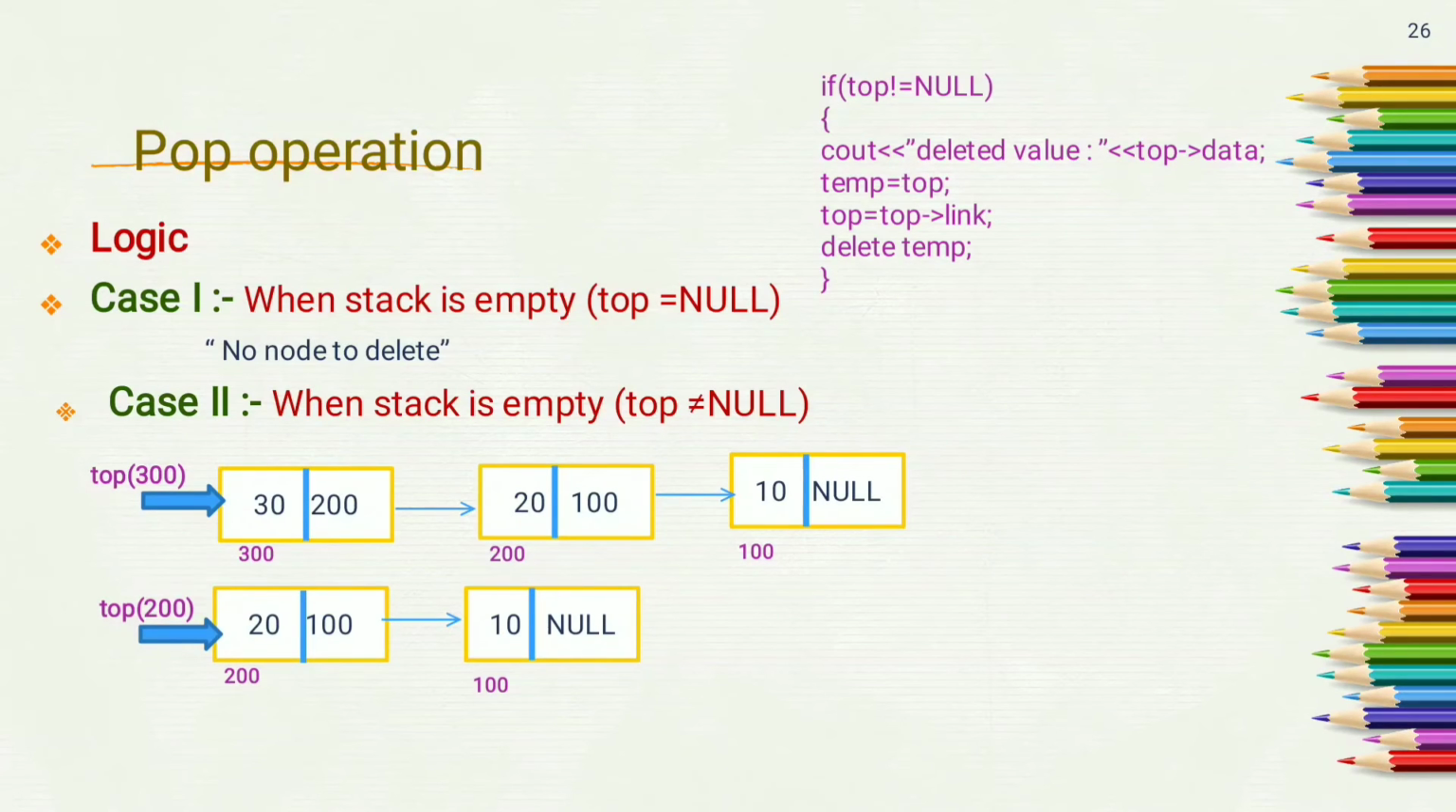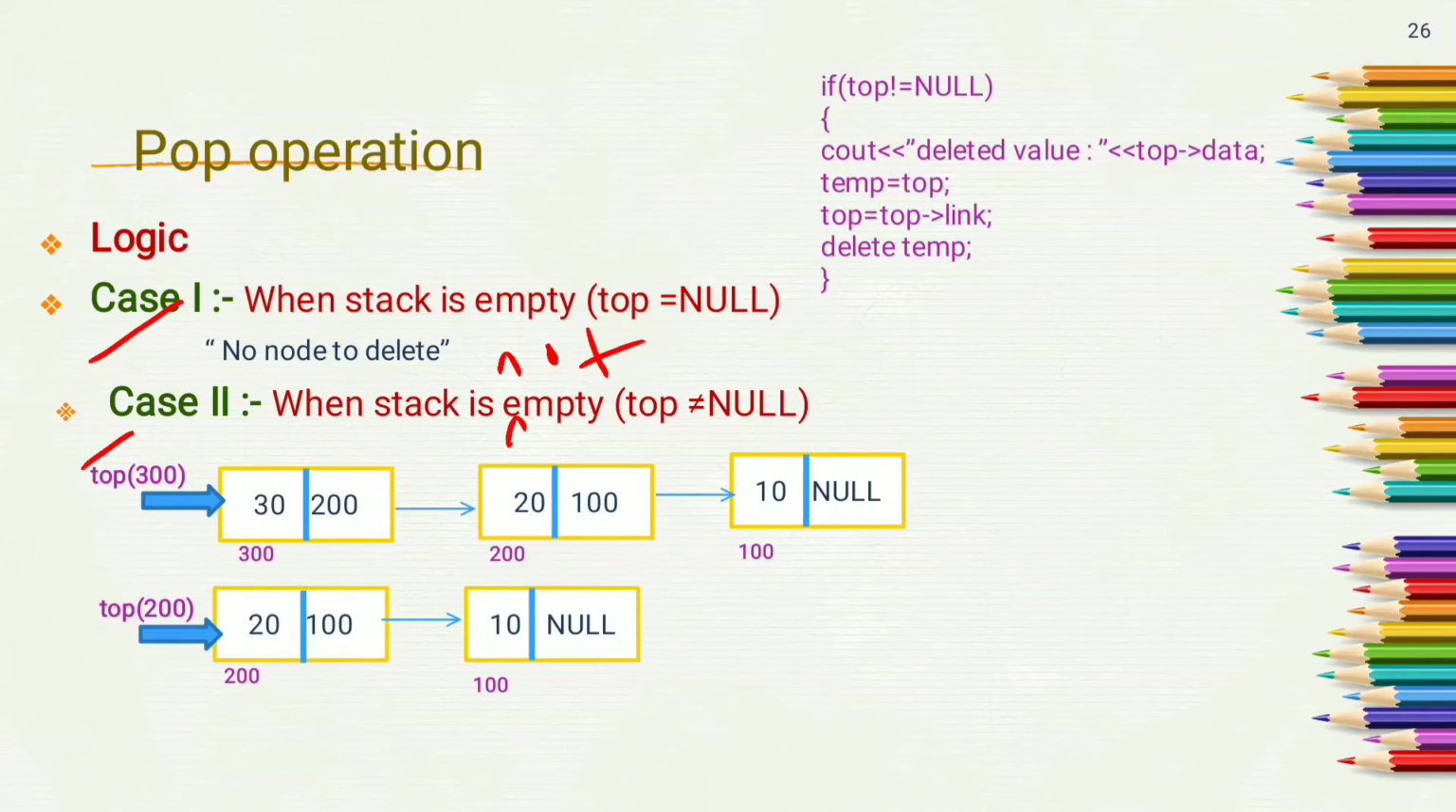Next is pop operation. Case 1 is when stack is empty, that means value of top equals to null, then we have to print no node to delete and exit from the algorithm. But case 2 is when stack is not empty, here you write not empty. That means value of top is not equals to null.